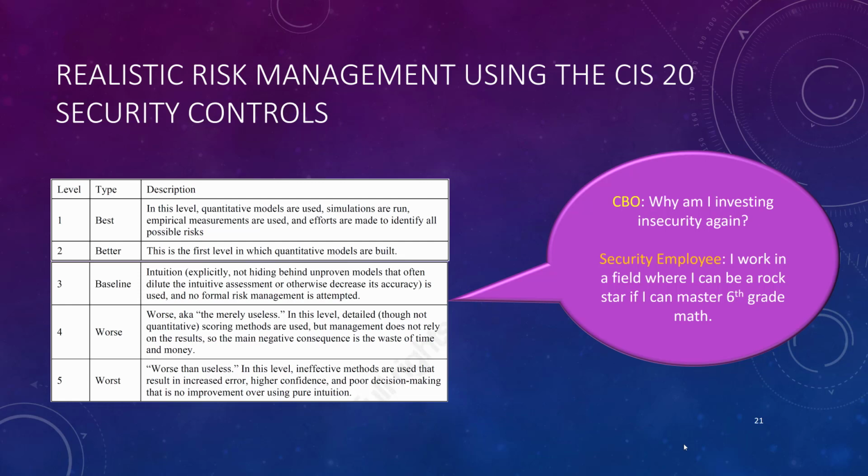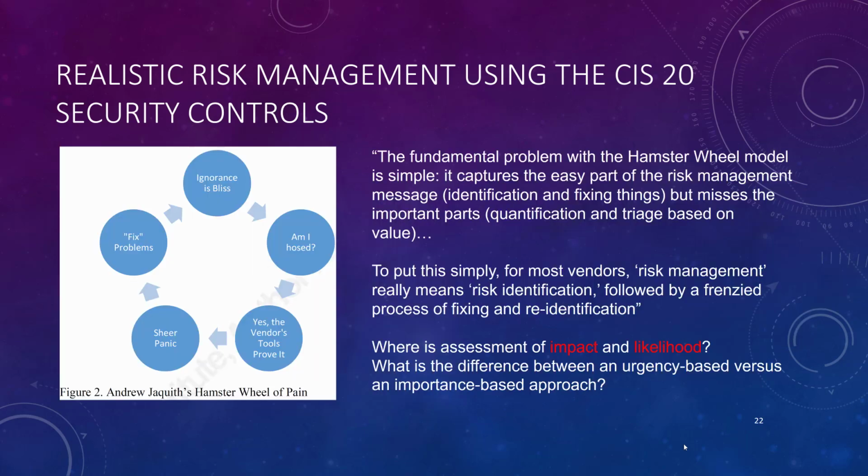Level 2 is first level where we see quantitative methods starting to be used. And then level 1, we're running simulations, we're doing empirical measurements, and we're identifying all the possible risks. And this is why risk management and security remain a field where there are lots of opportunity for improvement. If you can think beyond the 6th grade math level, you can do a great job within this field.